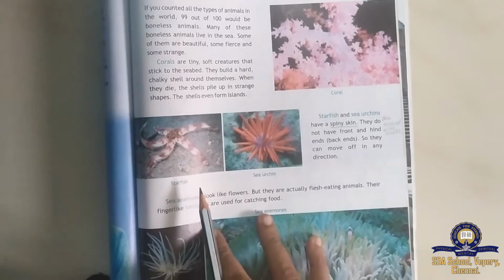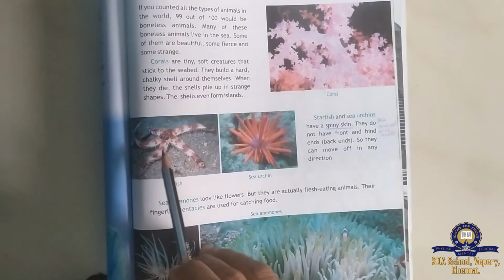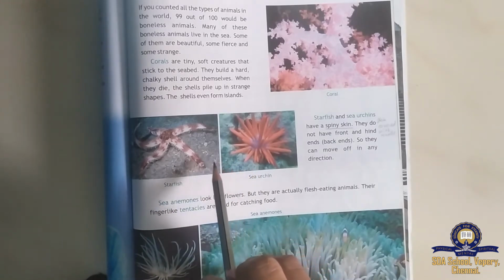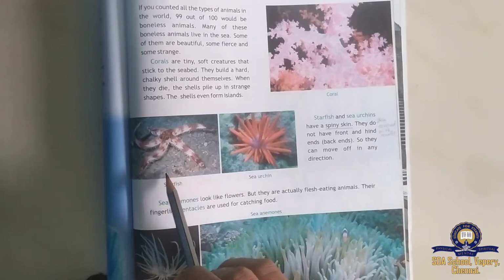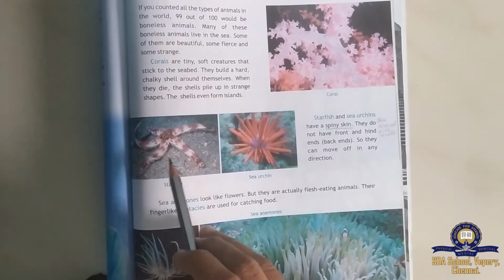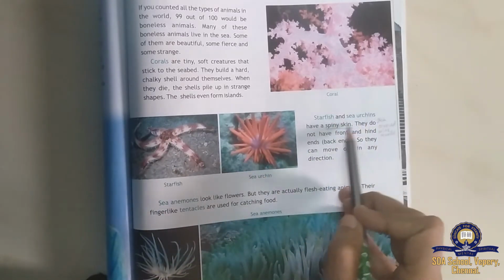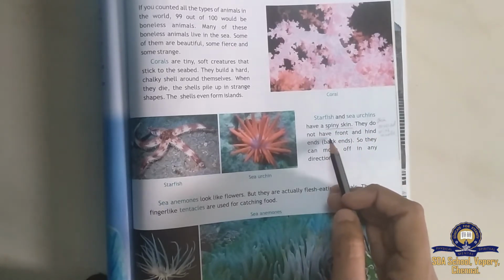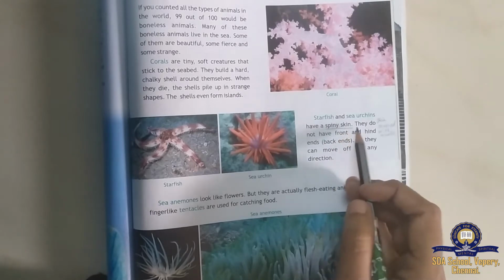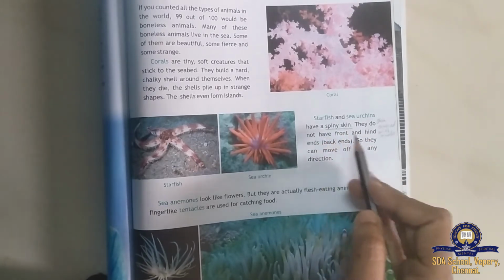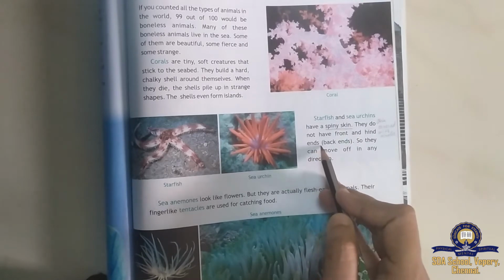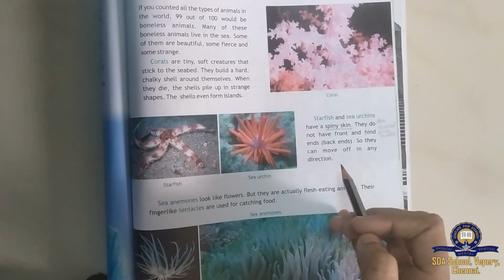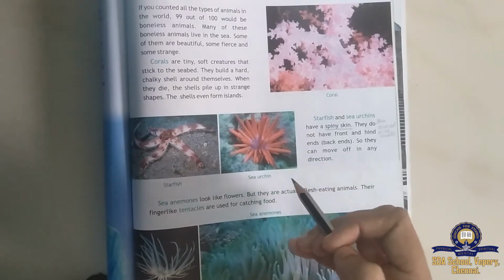Yes, next you have already seen starfish. It looks like a star, isn't it? Yes, starfish and sea urchins. They are also sea animals. Starfish and sea urchins have a spiny skin. Spiny means the skin covered with knobs is called spiny skin. They do not have front and hind ends, so they can move off in any direction. For example, they can move in front and in back also.